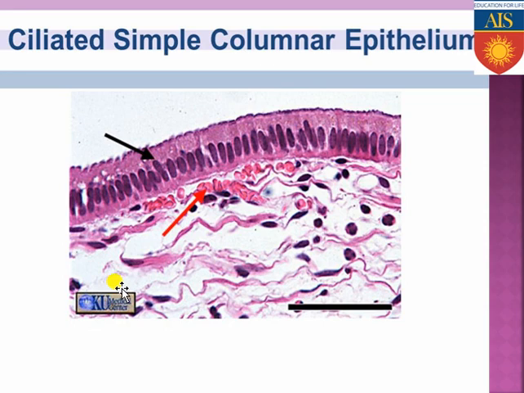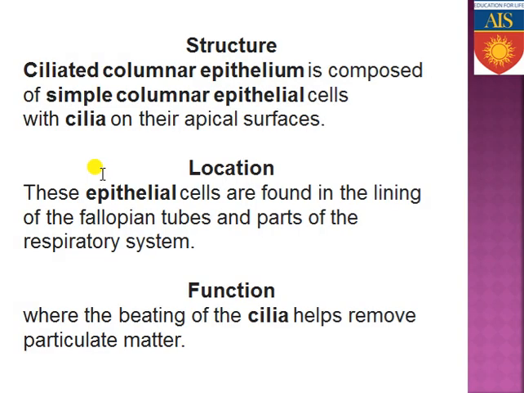Ciliated simple columnar epithelium, that means simple ciliated columnar epithelium. Obviously we can understand that this specific type of cell is columnar shaped with cilia present on its upper surface. Location: these cells are found in the lining of the fallopian tube as well as in some parts of the respiratory system, because these cilia are present for propelling something.